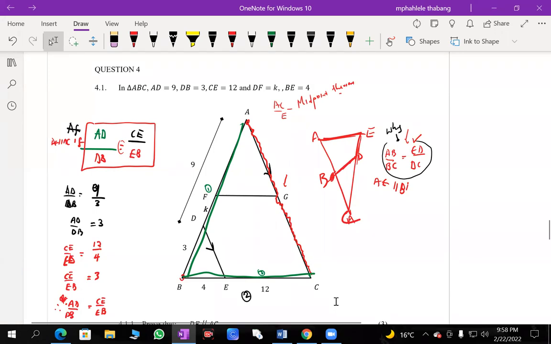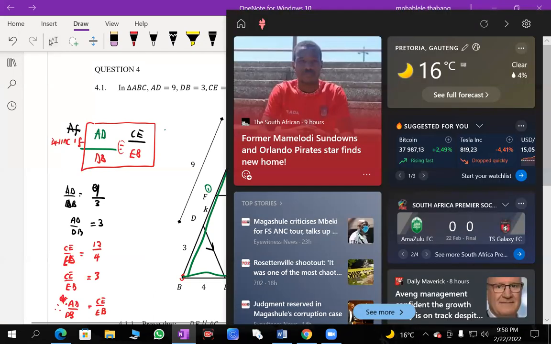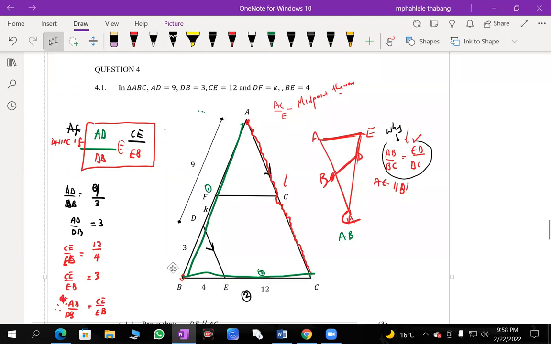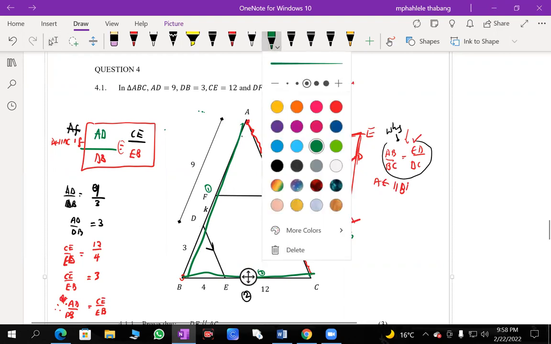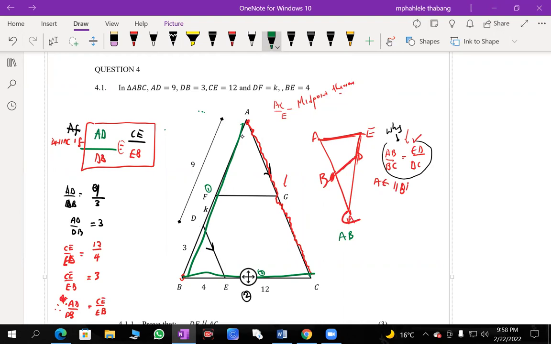Does it make sense? AD over the side of EC, AB over the side of BC. AB over AD is equal to CB over CE.